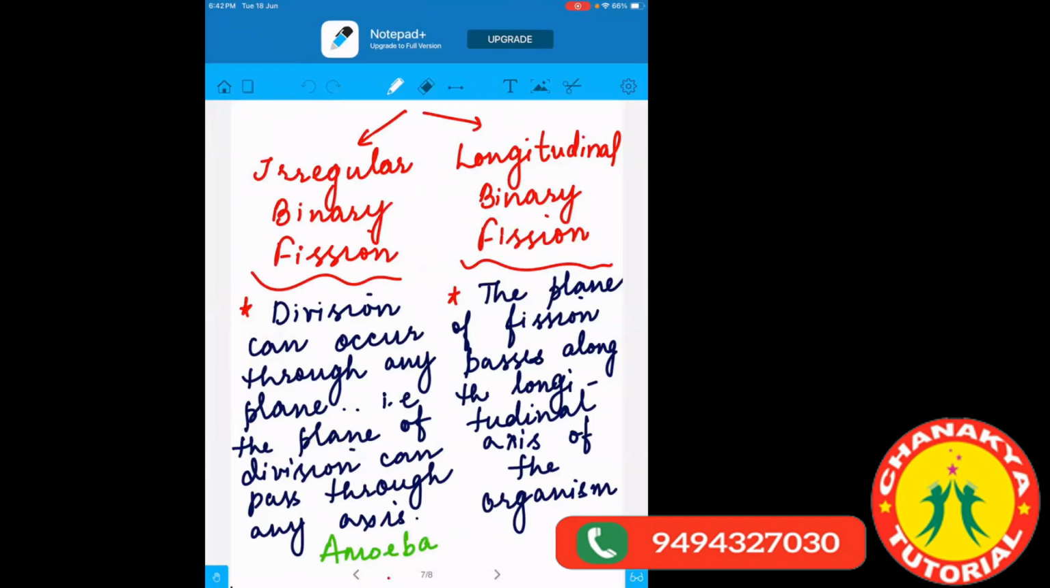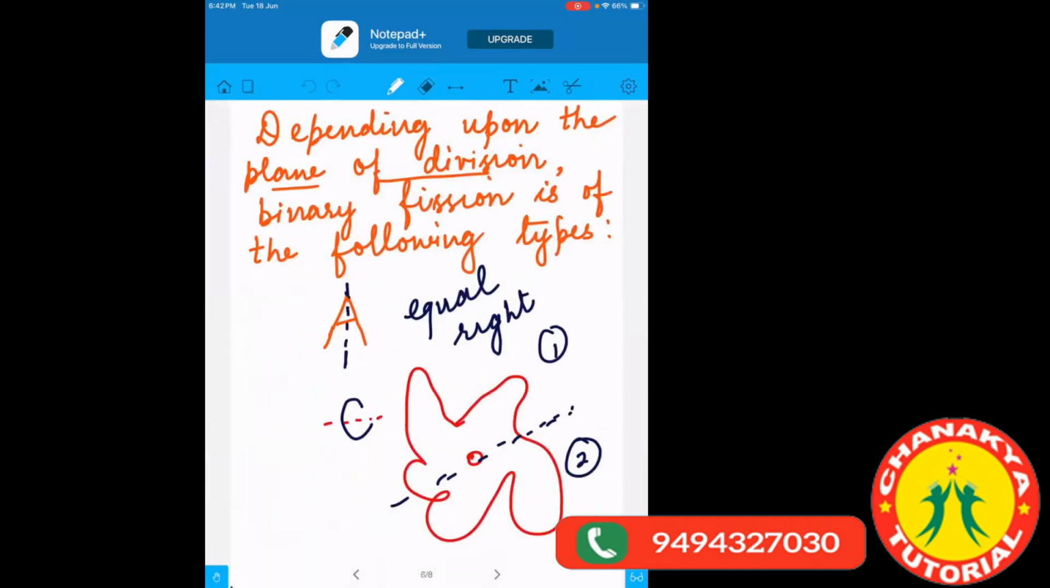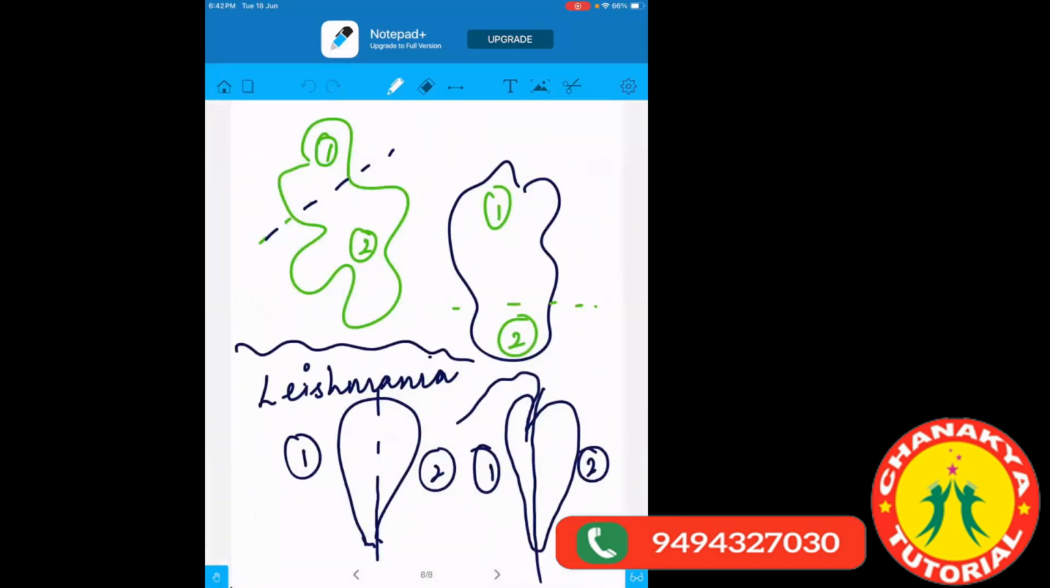So note this down, the difference between the irregular and the longitudinal binary fission. And children, the diagram which I have drawn, just draw it. Because with that, whenever you revise it, you will understand in a better way. Can you show the diagram? Yeah. So this diagram, you can draw it. The upper two are for the irregular binary fission. From any axis, we can divide them. And the lower one is for the longitudinal. So vertically only, we should divide them.